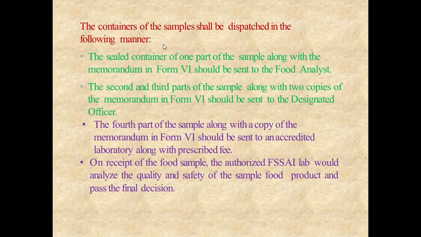The container of the sample shall be dispatched in the following manner. The sealed container, one part of the sample along with the memorandum of Form 6, should be sent to the food analyst. The second and third parts of the sample along with two copies of the memorandum in Form 6 should be sent to the designated officer. The fourth part of the sample along with a copy of the memorandum in Form 6 should be sent to an accredited laboratory along with the prescribed fee. On receipt of the food sample, the authorized FSSAI lab would analyze the quality and safety of the sample food product and pass the final decision.